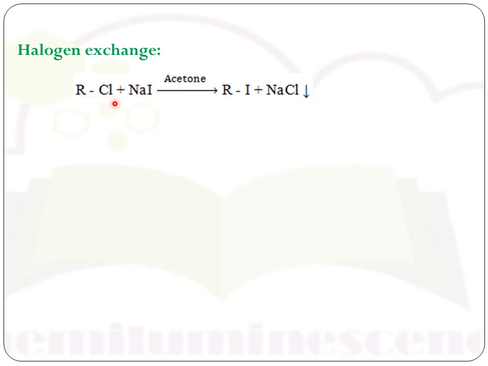When alkyl chloride or alkyl bromide is reacted with sodium iodide in presence of acetone or methanol, the chlorine atom is replaced by iodine and alkyl iodide is formed, and the byproduct is sodium chloride, which is precipitated out and which can be separated by simple filtration. This is known as a Finkelstein reaction.